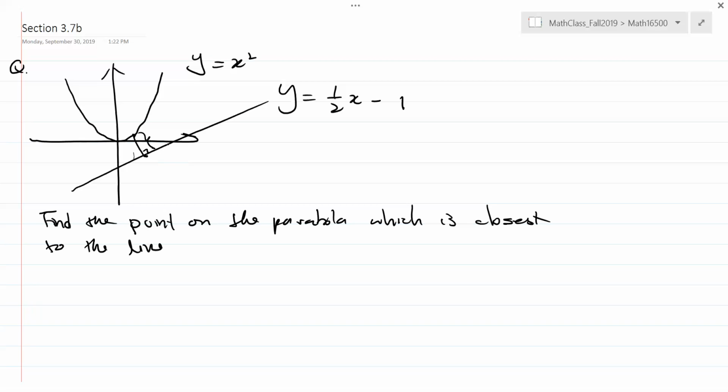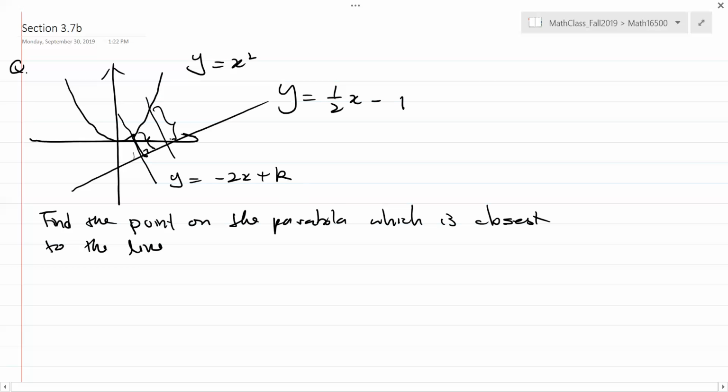So the idea is, the equation of the line will be in the form y equals -2x plus a constant, so the parameter may be a constant k. Then you have two intersection points, right? And then you find the distance between the two intersection points. This is the way we solve the problem. So you have a family of straight lines, and you measure the distance between those two intersection points. And you find the value of k such that the distance is minimum.